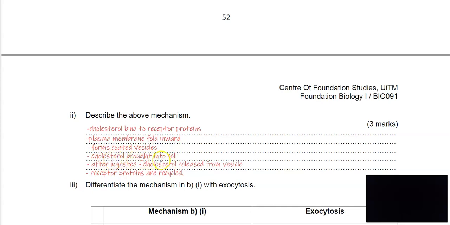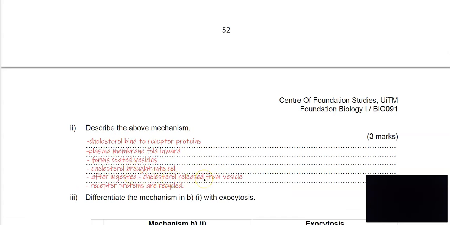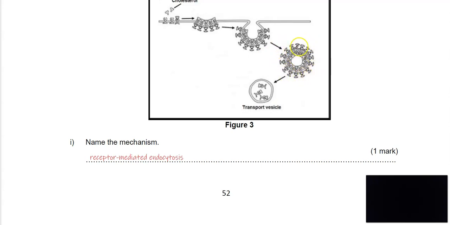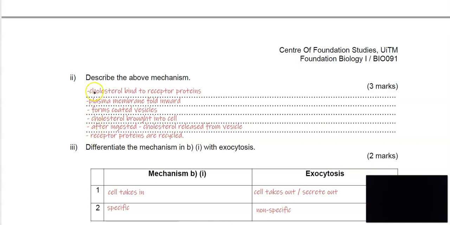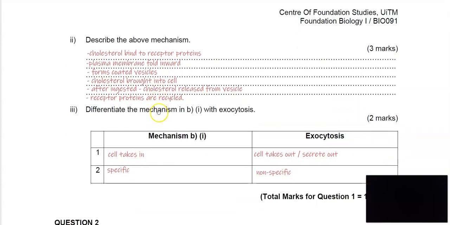Cholesterol is brought into the cell, and after ingestion, the cholesterol will be released from the vesicle for the cell to use for metabolism. After the cholesterol is released from the vesicle, the receptor protein can be recycled again, so the receptor proteins are recycled back to the plasma membrane. Any three of these points will gain you 3 marks.